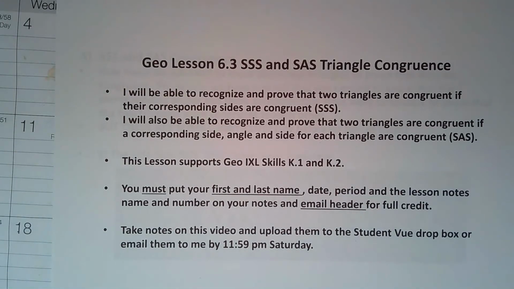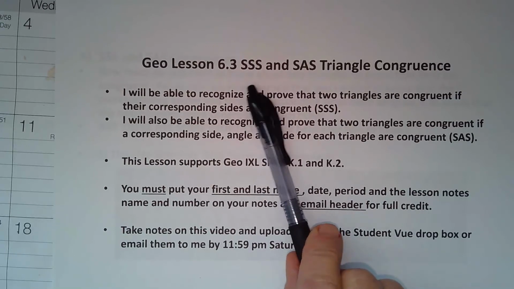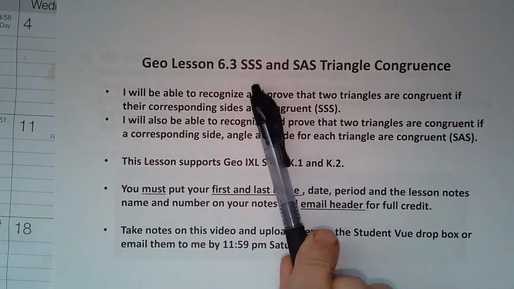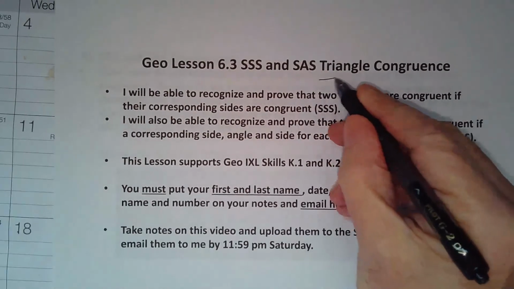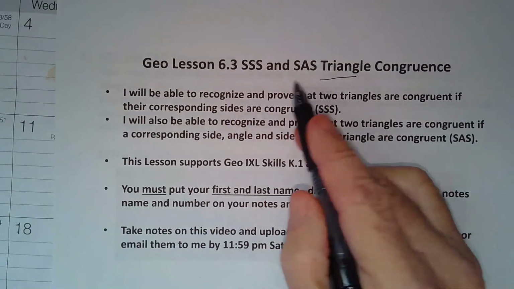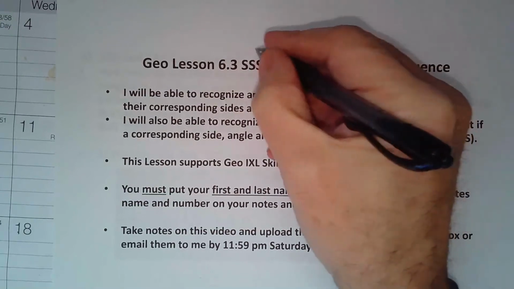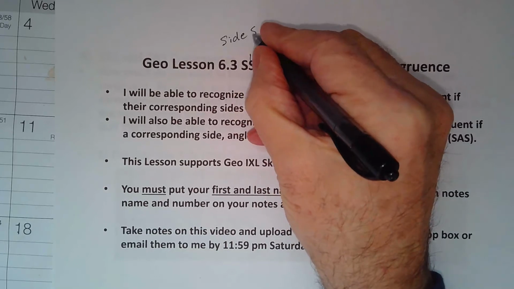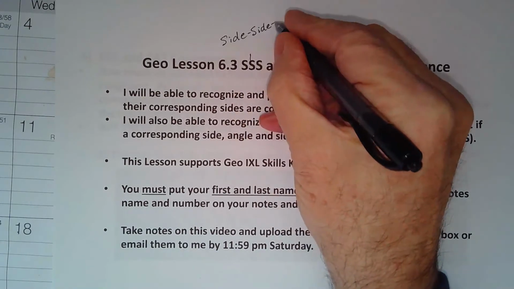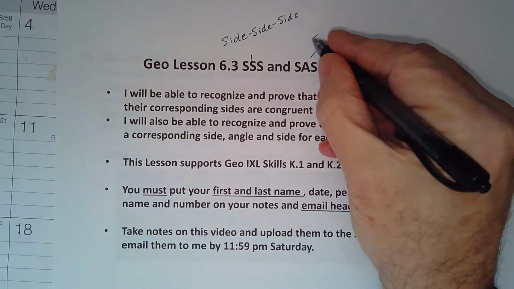Right, good morning. We are doing geometry lesson 6.3, and this is on side, side, side, and side angle, side congruence, triangle congruence. And so, again, this says as it relates to triangles. And these two initials are the ones that you use. SSS is for side, side, side, obviously. And SAS is side angle side.